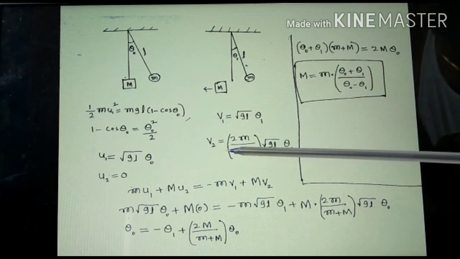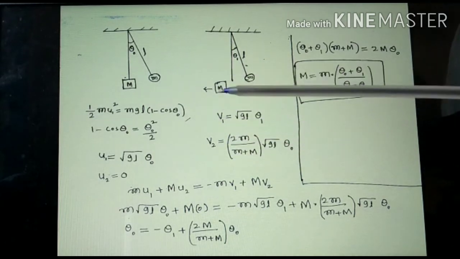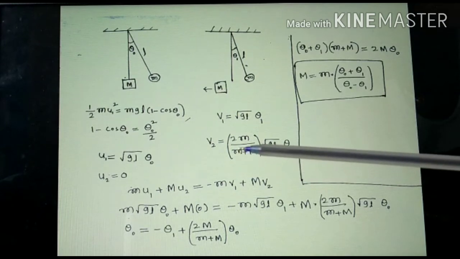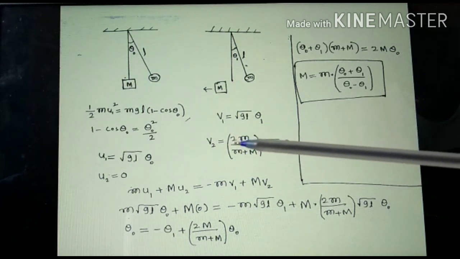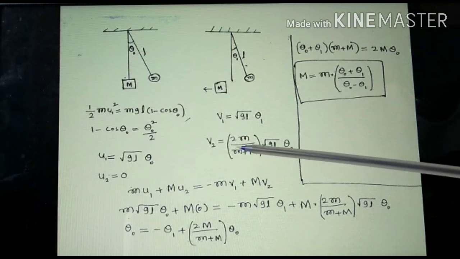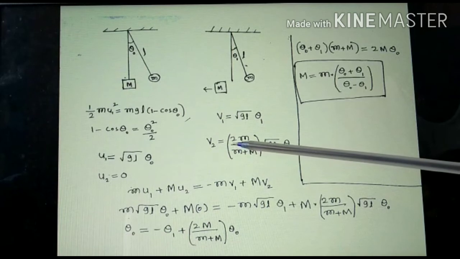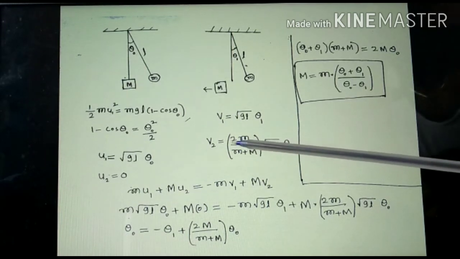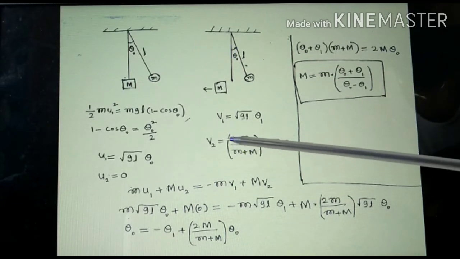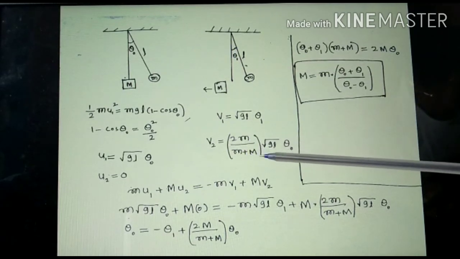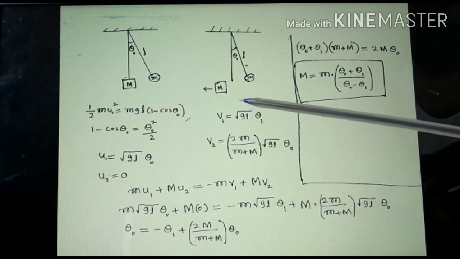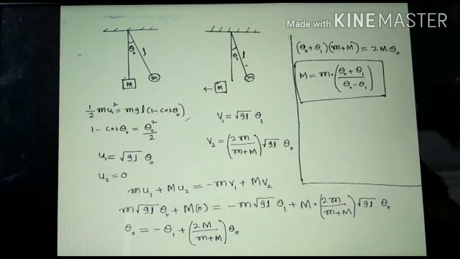v2 is the velocity of capital M after collision. Here, for collisions of two objects, there is one formula that you should remember. Directly I am substituting: v2 equals (m2 minus m1) divided by (m1 plus m2) into u2, plus 2m1 u1 by (m1 plus m2). That formula you should remember. If you substitute in that formula, you will get v2 equals 2m by (m plus capital M) into square root of GL theta naught. Now you know v1, v2, u1, u2.